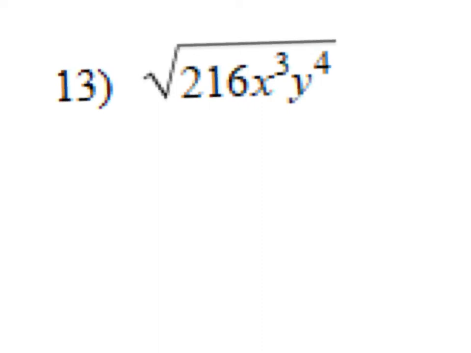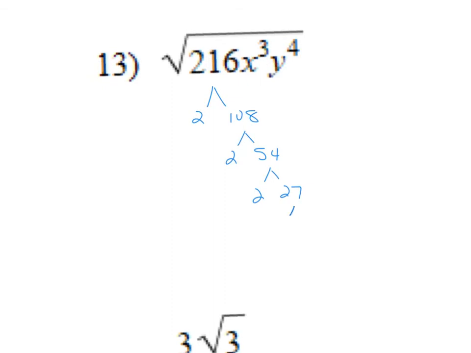All right, so 216. I'm just going to start with 2's on this one. So I know 2 and 108. So if I do 2 here, I'm going to get 2 and 54. And I'm just going to kind of stick with the 2 here. So 2 and 27. And then that will go to 3 and 9, which will go to 3 and 3. So now let's see here.